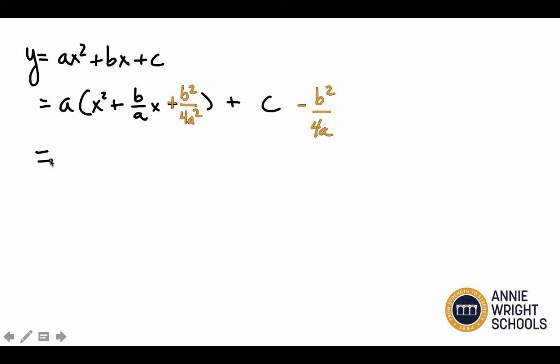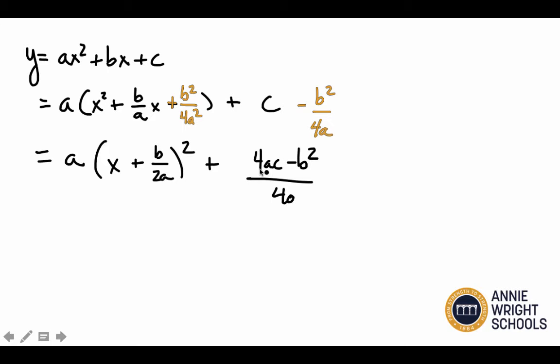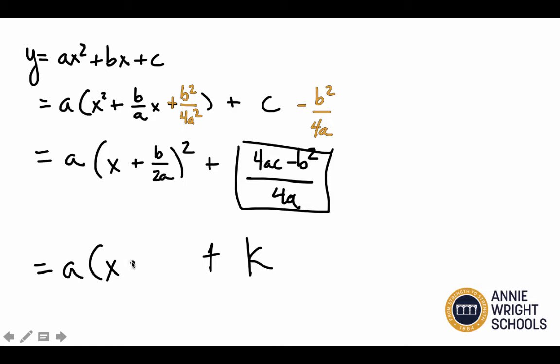Now I have this equals a times x plus b over 2a quantity squared plus, and if you get like terms here, you get 4ac minus b squared all over 4a. It's kind of a mess. I don't really worry about this value. I'm not going to memorize that. I'll just call that k. But look what we have here: a times x plus b over 2a quantity squared. And this looks a lot like vertex form because it is vertex form.